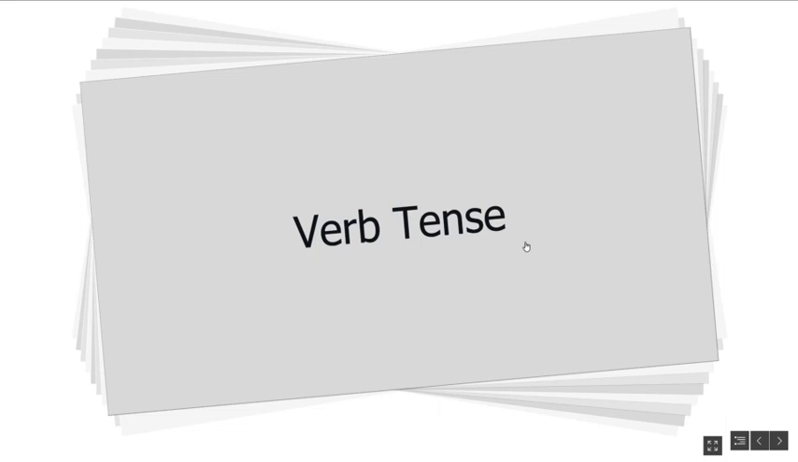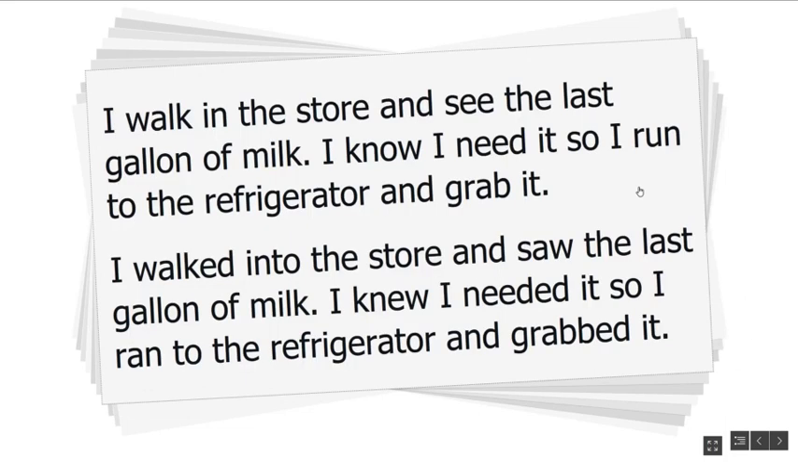Let's take a look at just verb tense real quick. I know you know what it is, but just as a refresher. Here's two different verb tenses. I walk into the store and see the last gallon of milk. I know I need it, so I run to the refrigerator and grab it. That is present tense. Now here's past tense. I walked into the store and saw the last gallon of milk. I knew I needed it, so I ran to the refrigerator and grabbed it.